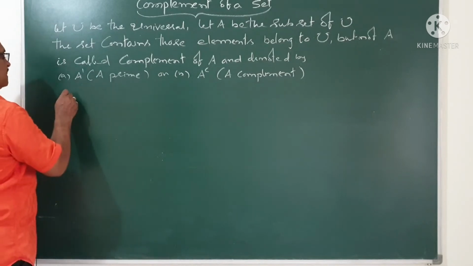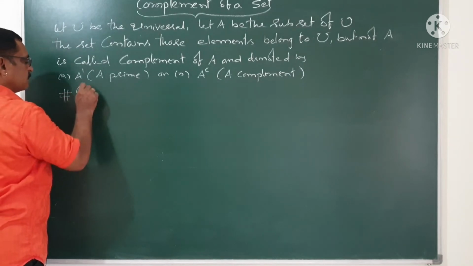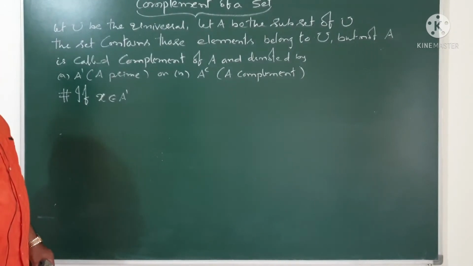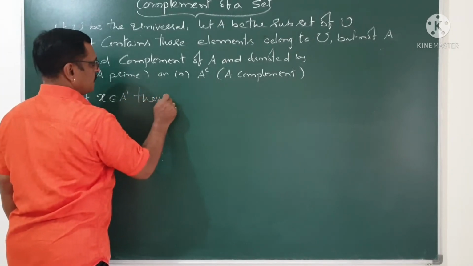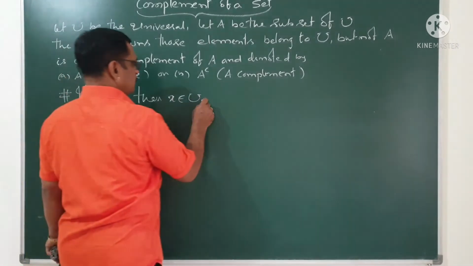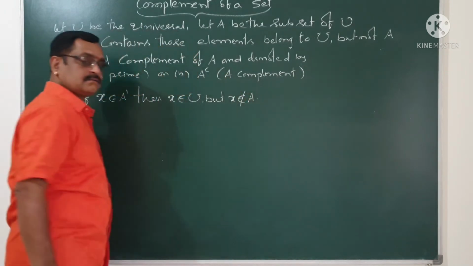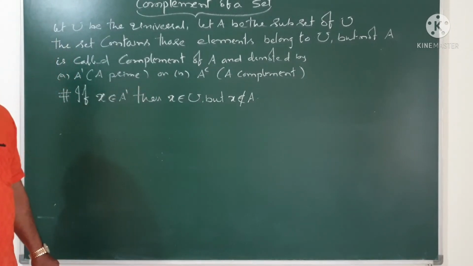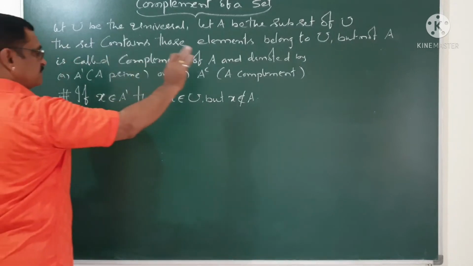Okay, now that means if x belongs to A complement, then x belongs to U but x does not belong to A. In the definition of complement set, either you can write this definition or this one you can write. So, complement set.